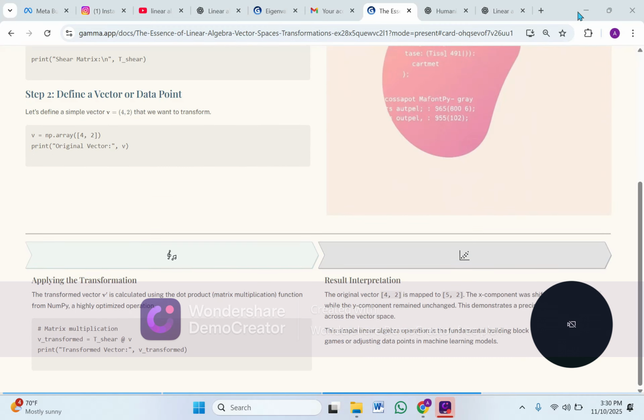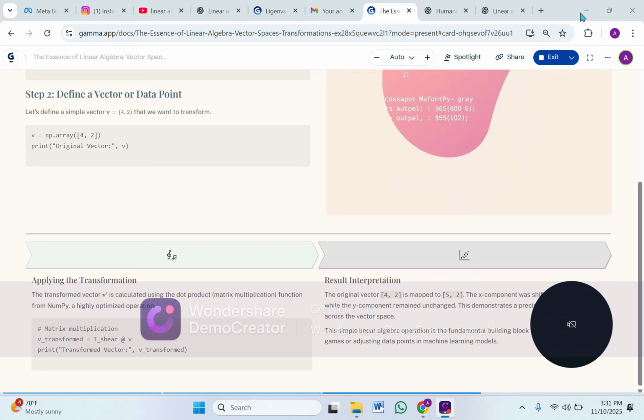So, in summary, vector space provides the framework for working with vectors abstractly, and linear transformation describes how vectors move from one space to another while preserving their linear relationships. Together, these concepts form the foundation of linear algebra and are essential for understanding systems of equations, computer graphics, quantum mechanics, data science, and many other fields.